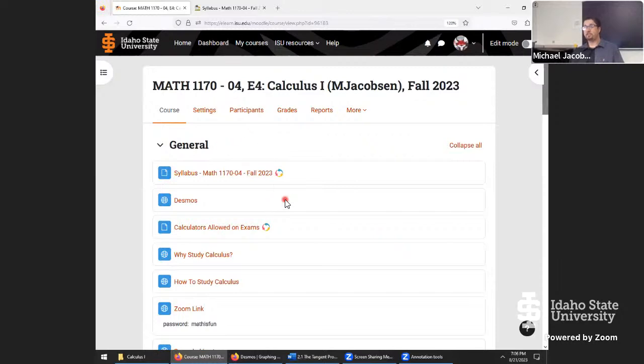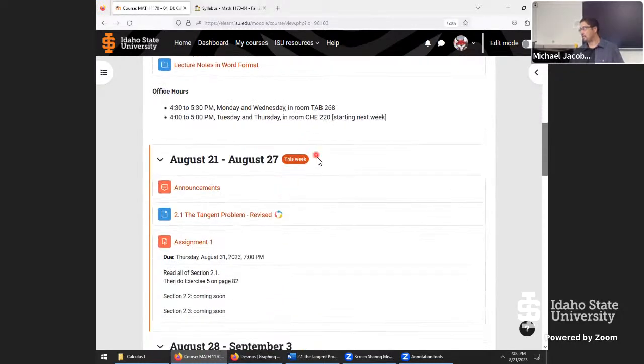First page is just informational kind of items. You'd always want to turn it to the current week, this week. This is going to show you what notes we're about to go through. You could print them ahead of time if you like. This is the PDF version. Above, you can also get them as a Word document if you prefer to tinker with them that way. And this is the assignments that will be posted.